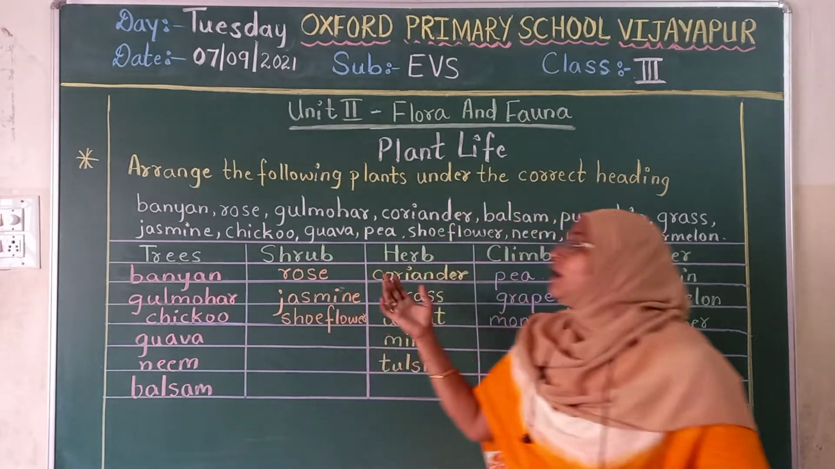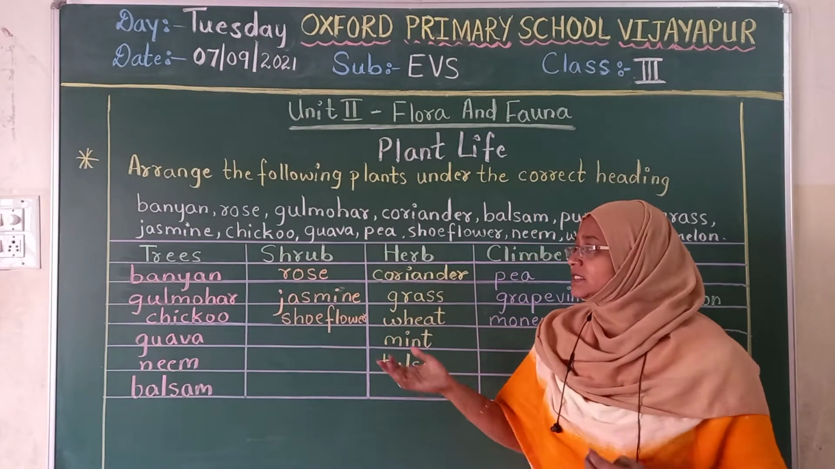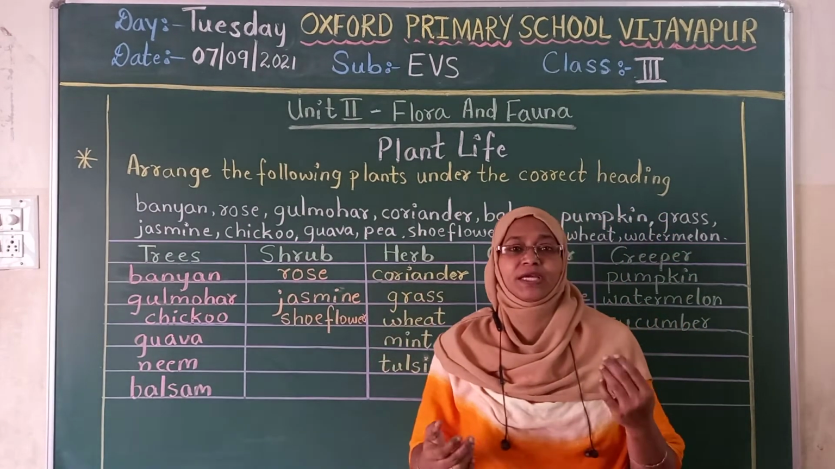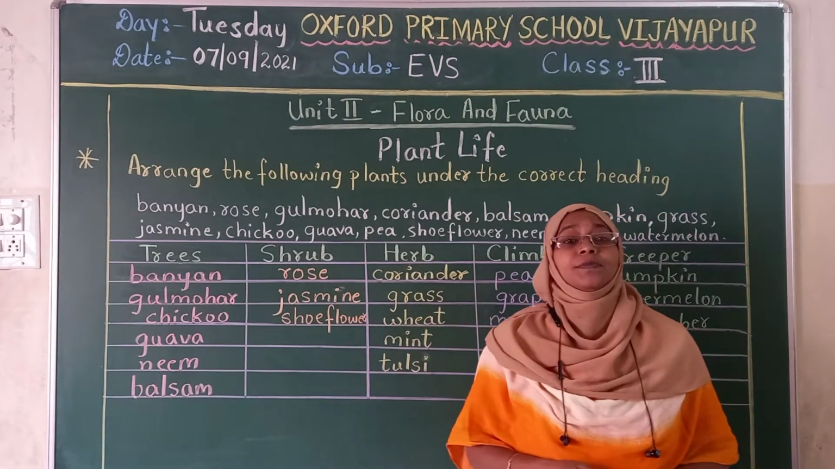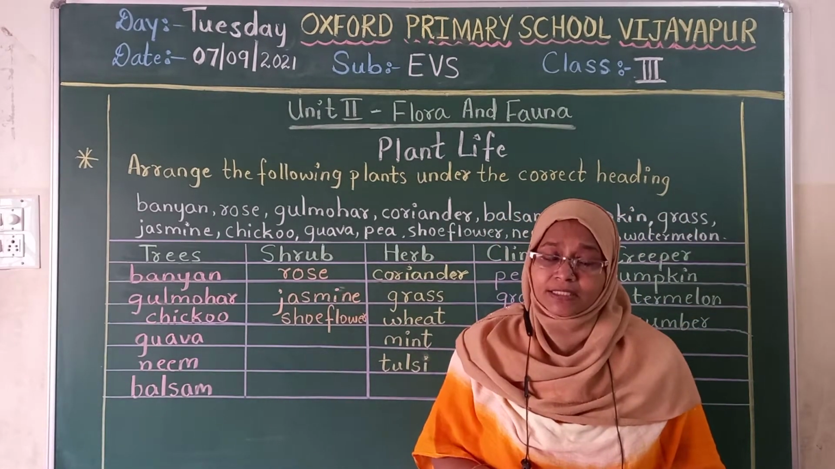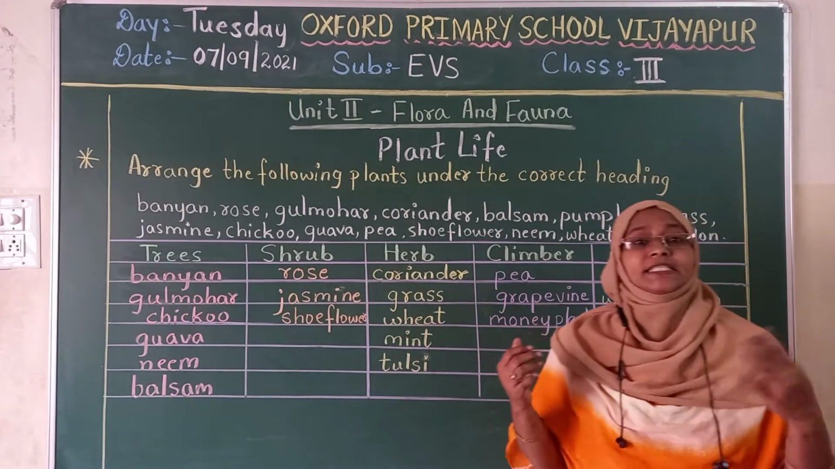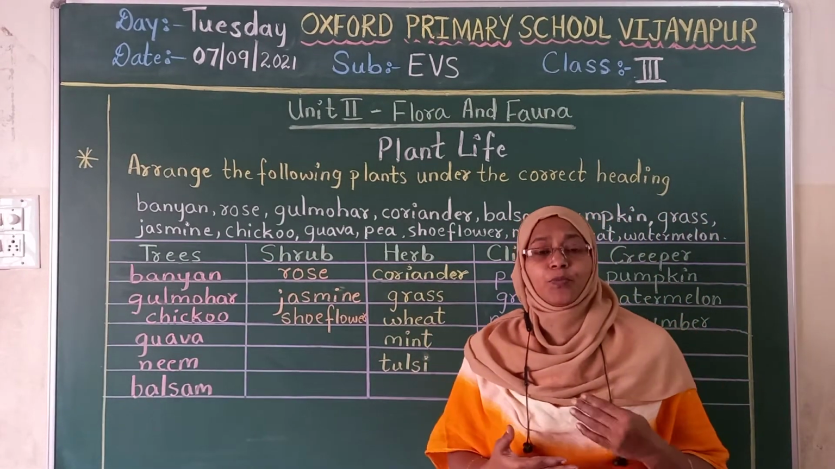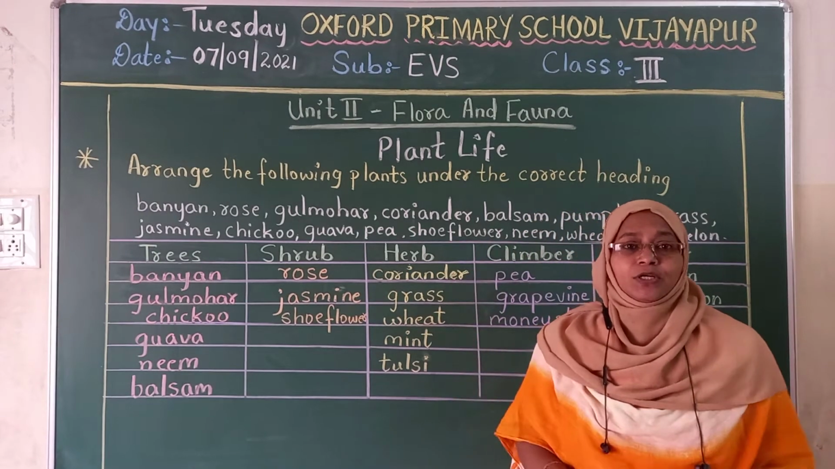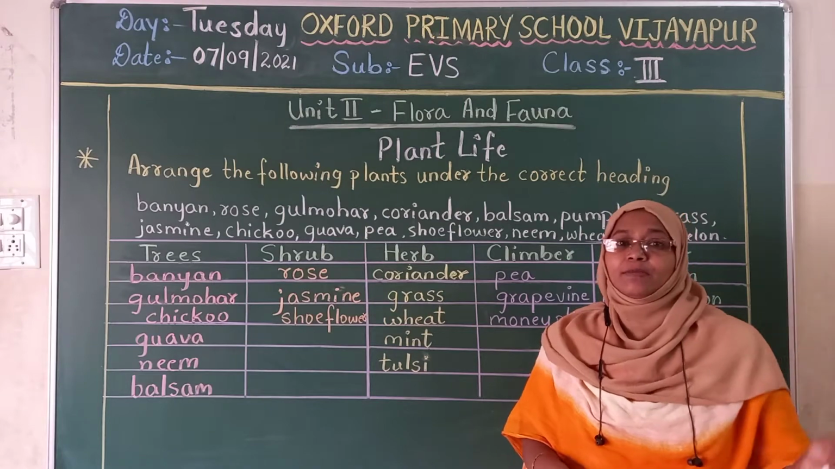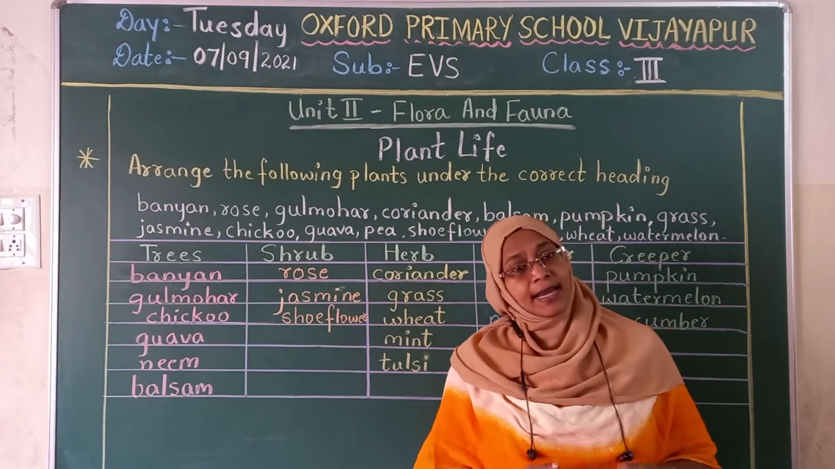Then shrubs, they are very small plants like hibiscus, that is shoe flower, jasmine, rose. They are shrubs. And herbs, they are medicinal plants. And climbers, they need support of a bamboo pole or a wooden frame so that the plant can climb. So the plants which climb are called climbers.